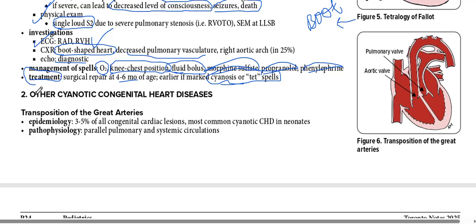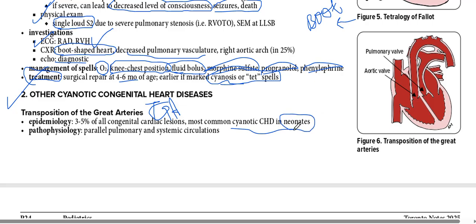Now let's talk about the other cyanotic congenital heart diseases, the second one, that is known as TGA. Sorry for the writing. Just to make you remember a visual image, TGA, transposition of great arteries, is a type of cyanotic congenital heart disease most common in neonates.